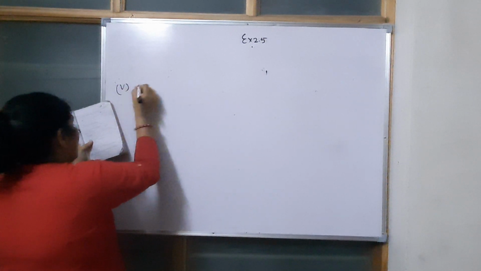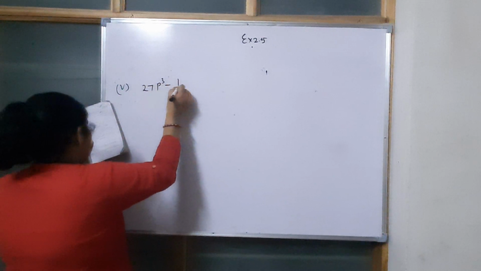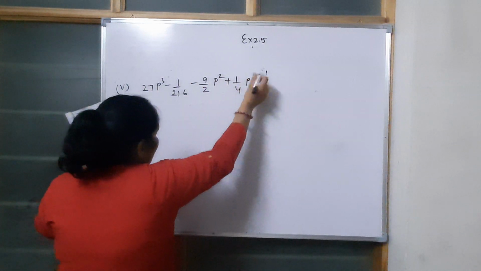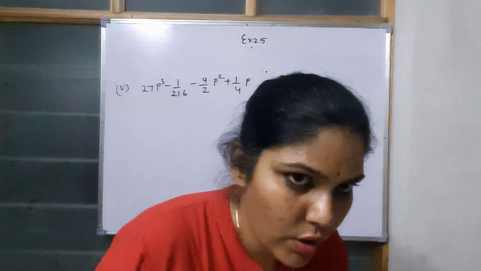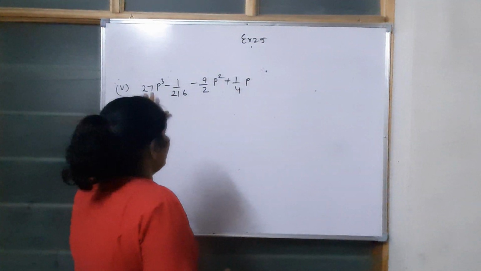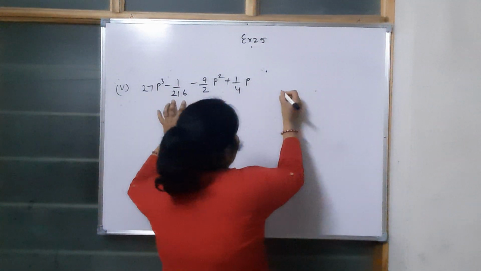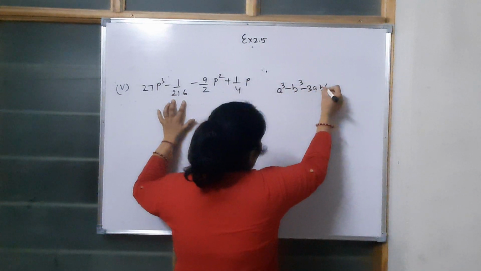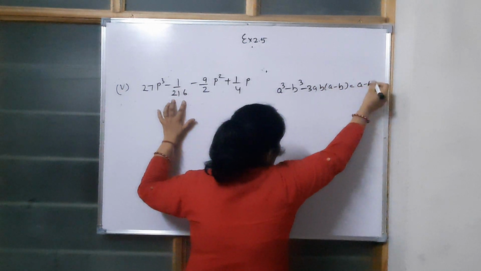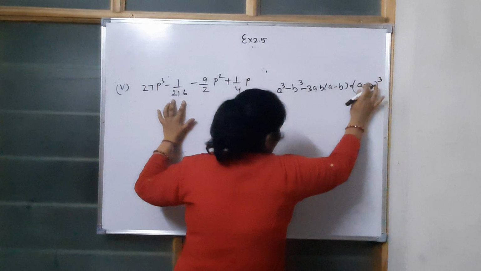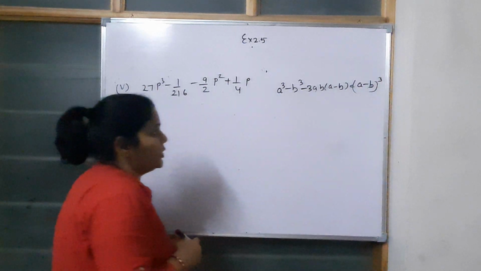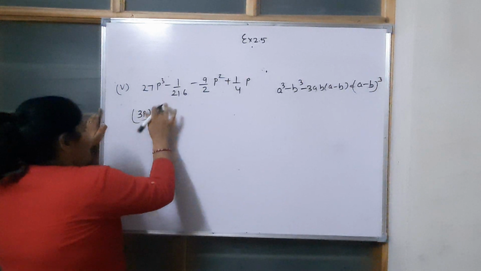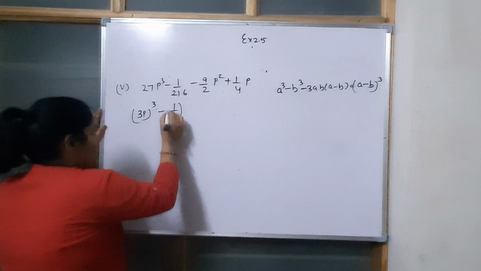So just look here how we are applying. One more we are doing. So this is 216 and we have 9 upon 2p square and this is 1 upon 4p. How many terms do we have? 4. So it means yes, we can apply. Look here, cube. This is also a perfect cube. So which identity am I going to use? Minus sign is there. A cube minus b cube minus 3ab, a minus b is equal to what? A minus b whole cube. Now 27p cube can be written as 3p whole cube. 216 can be written as 1 upon 6 whole cube.